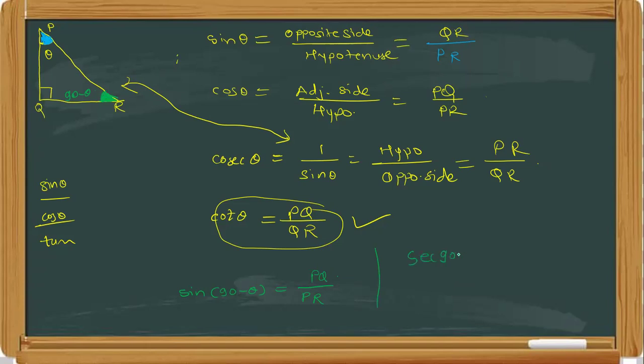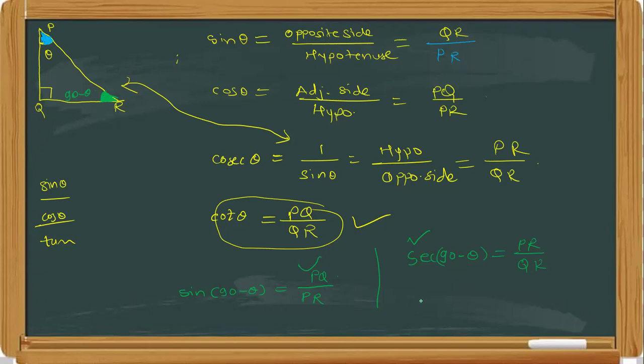Tell me sec of 90 minus theta. This ratio. Sec theta is equal to 1 upon cos theta. So hypotenuse upon adjacent. Hypotenuse is PR, and now adjacent will be QR. Very good. Great. Going good.